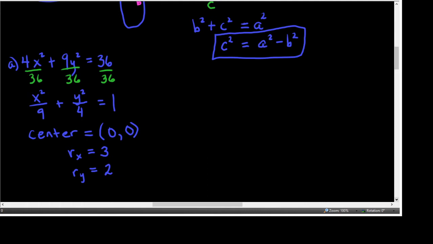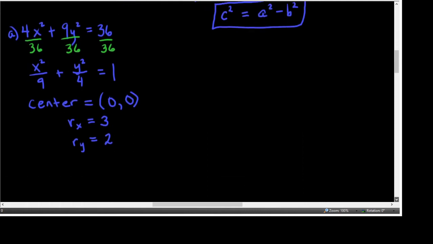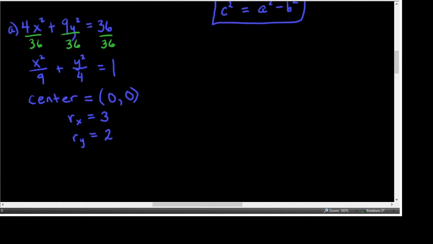So, let's see. Move this down a bit so we can get... Now, c squared is going to be a squared minus b squared. Which of those is bigger, 3 or 2? Well, obviously 3 is bigger, so that'll be the bigger number first. 3 squared minus 2 squared. C squared, therefore, is equal to 9 minus 4 is 5. So C is equal to the square root of 5.